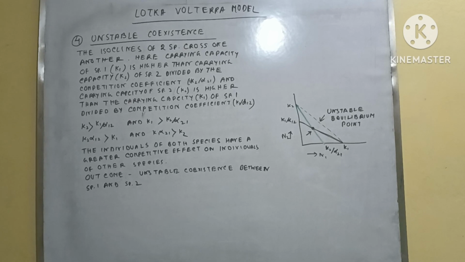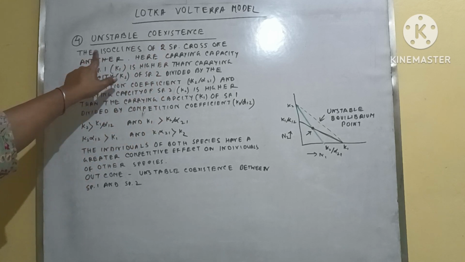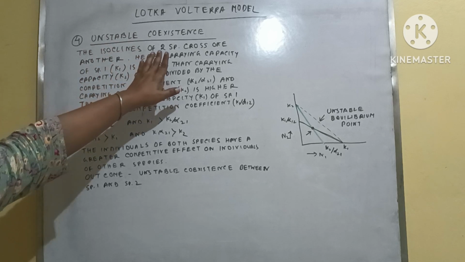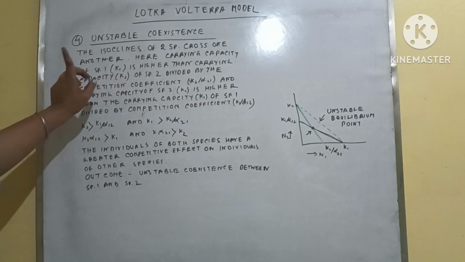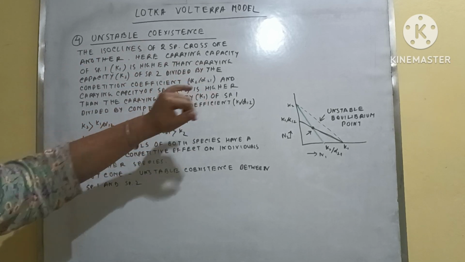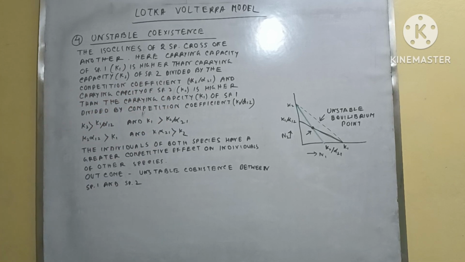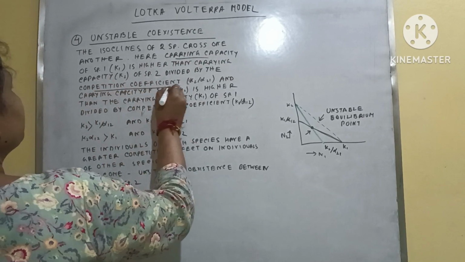Okay, this is the unstable coexistence. What is this unstable coexistence? Here, the isoclines of both species cross one another. And here, the carrying capacity is always higher than the competition coefficient term. Simply, the carrying capacity is higher than the competition coefficient.